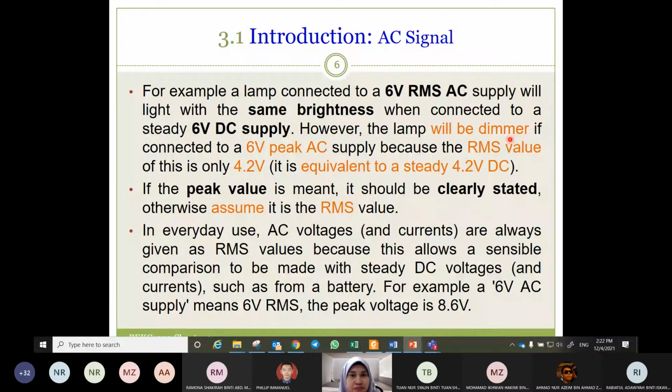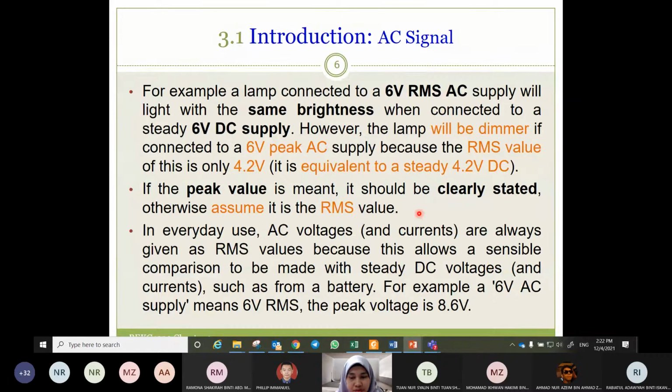However, the lamp will be dimmer if connected to a 6 volt peak AC supply because the RMS value of this is only 4.2. It is equivalent to a steady 4.2 volt DC. Okay, so how to get 4.2 here? Divide 6 by root 2. If the peak value is meant, it should be clearly stated. Otherwise, assume it is the RMS value.